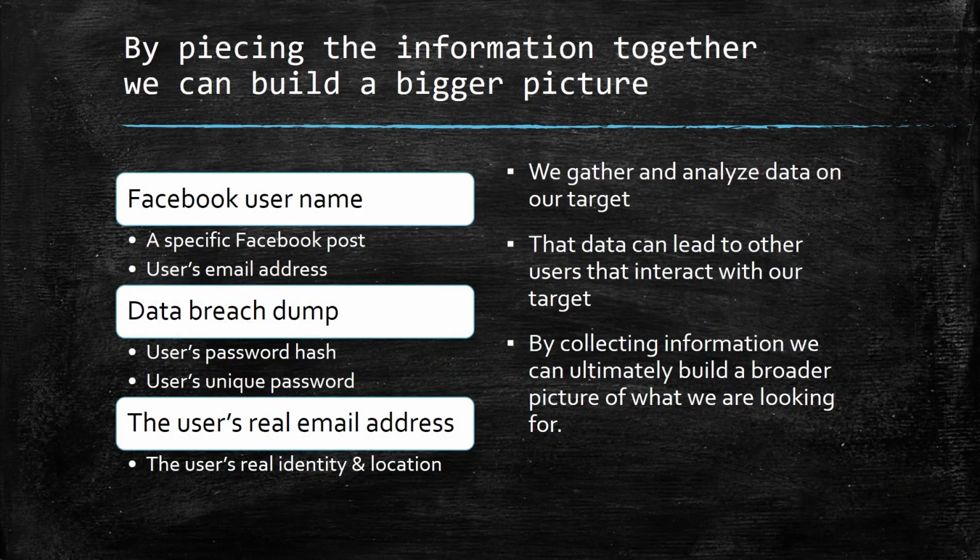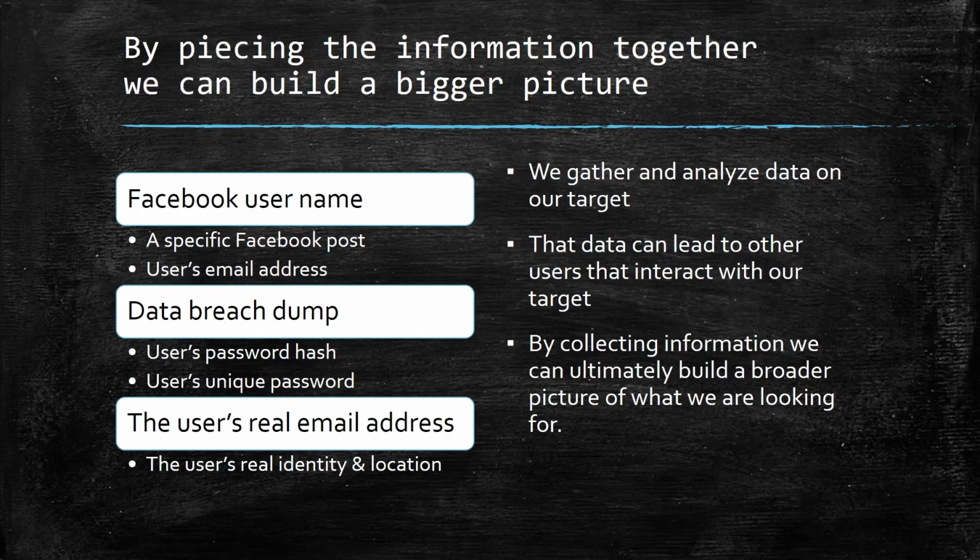So by piecing information together, we could build a bigger picture, and that's really what OSINT does. So say we have a Facebook username. Well, what can we gather from that? Well, we could take a look at the posts that they're making. We could potentially identify the user's emails, data breach dumps. We could find out people's password hashes. From those password hashes, we could find a potentially unique password. Grabbing that unique password, we could see where else that password was used and potentially find out what other websites and accounts that they have.